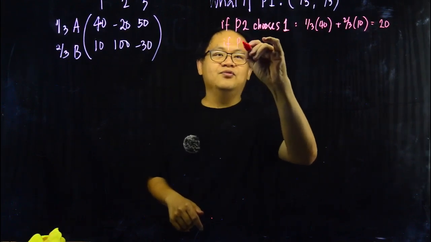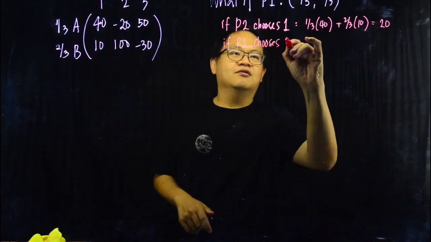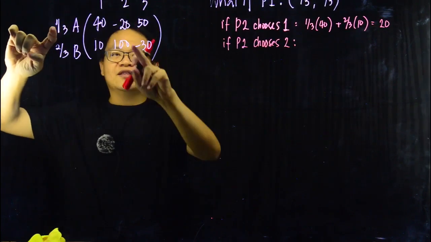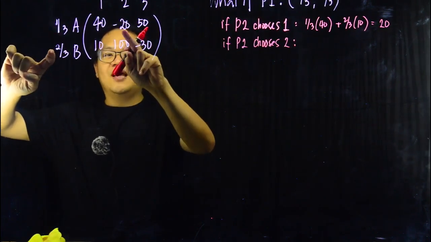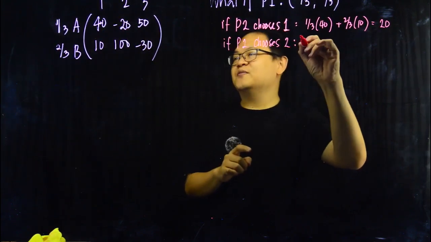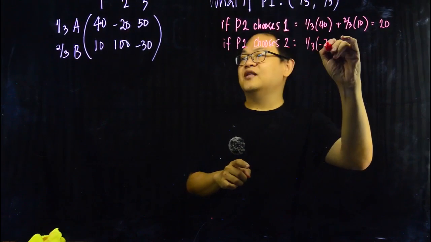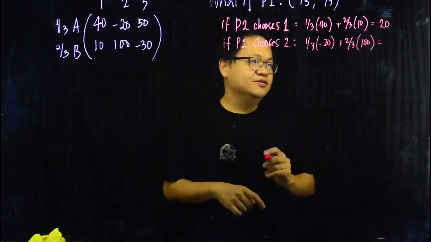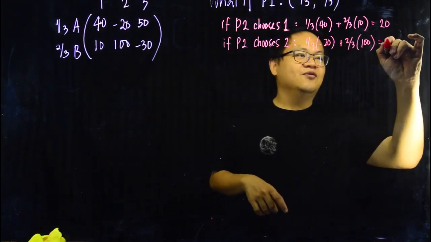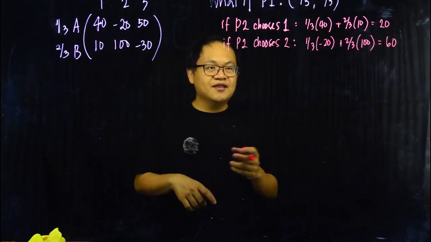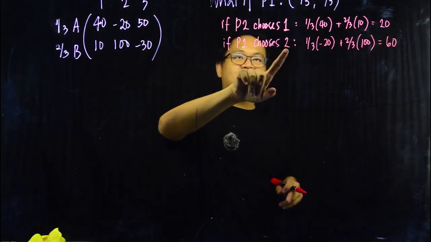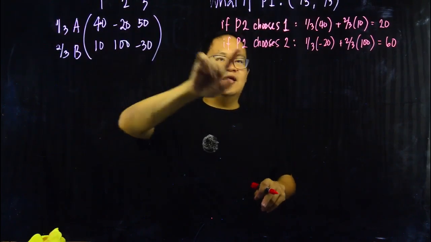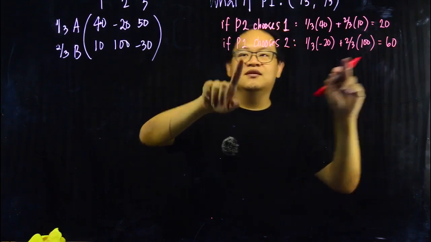However, if player 2 chooses 2, what will happen? If player 2 chooses 2, then 1/3 of the time he will win 20, 2/3 of the time he will lose 100. So using expectation, that's 1/3 times negative 20 plus 2/3 times 100. That gives you 200 minus 20, that's 180 over 3, that's 60. So expectedly, if player 2 chooses 2 because he knows player 1 uses 1/3 and 2/3 strategy for A and B, then player 2 will expect to lose 60.